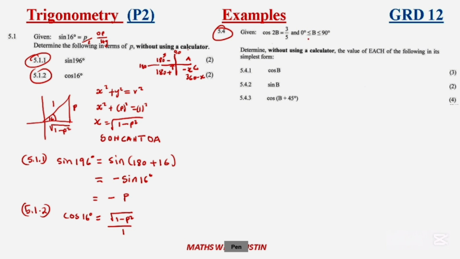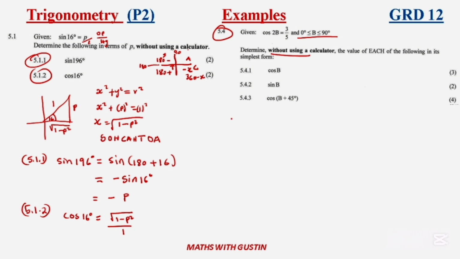Great stuff. So what do we have here? Cos 2B is equal to that. They are saying this angle has to be between 0 and 90, so it's only in the first quadrant. However, the question is saying find cos B, sine B, and then cos of B plus 45, without using a calculator.